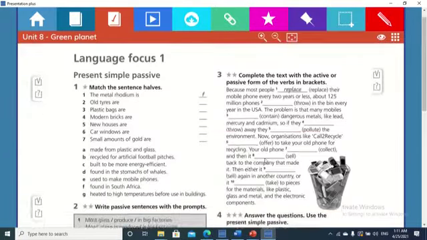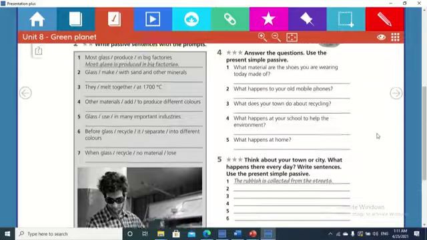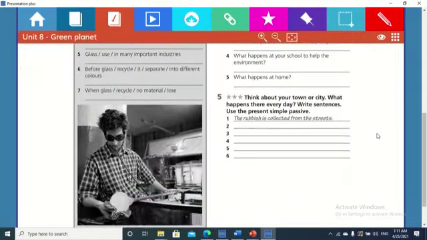What about number 4? Answer the questions, use the present simple passive. Answer all of these questions. What material are the shoes you are wearing today made of? Of course, you can answer the way you like. Answers may vary from one student to another. Again, a 3-star exercise.